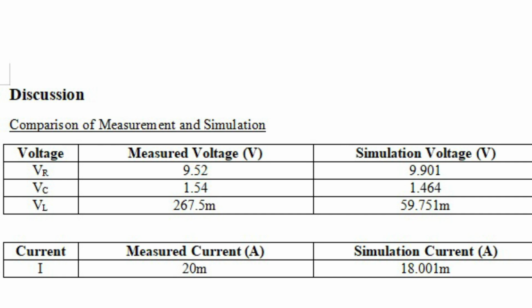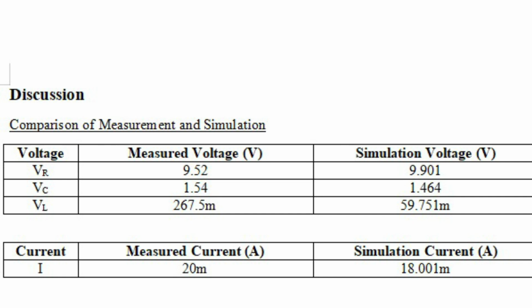For the inductor voltage, we got 267.5 millivolts and 59.751 millivolts using the simulation method. Furthermore, we got 20 millivolts for current from the lab, and 18.001 millivolts from the simulation software. To answer why the inductor voltage is not the same, the result of the calculation in the lab is not accurate.